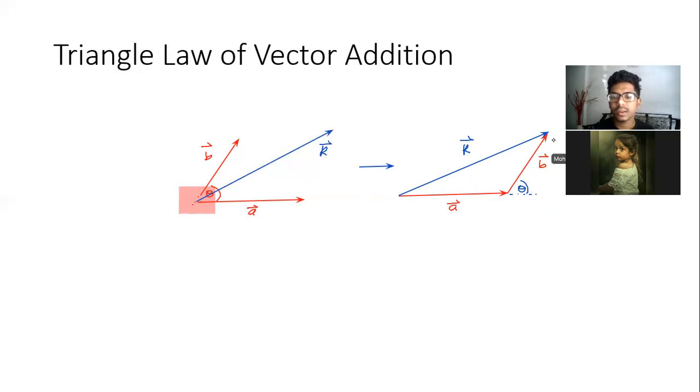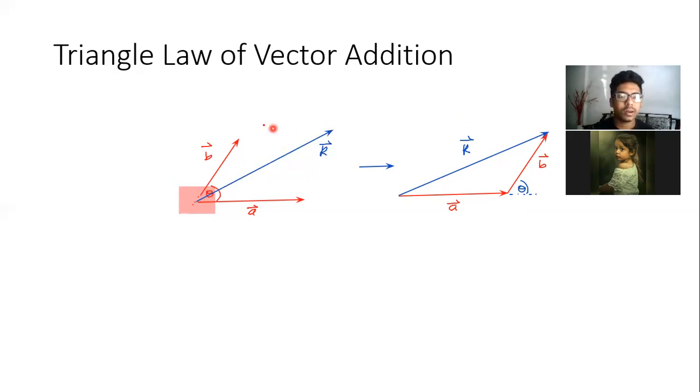So we actually construct a triangle using these two. We take A and B as the consecutive sides of this triangle. The third side of this triangle gives the resultant vector. This is what we call the triangle law of vector addition.